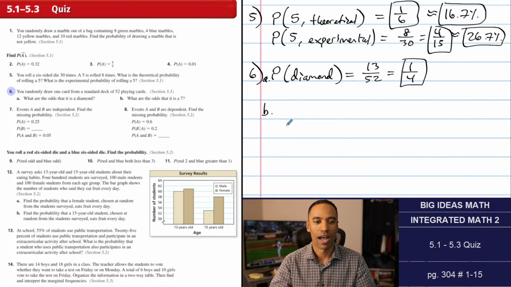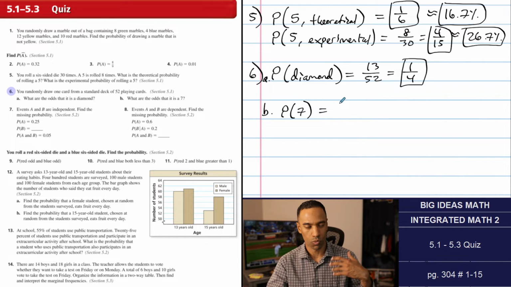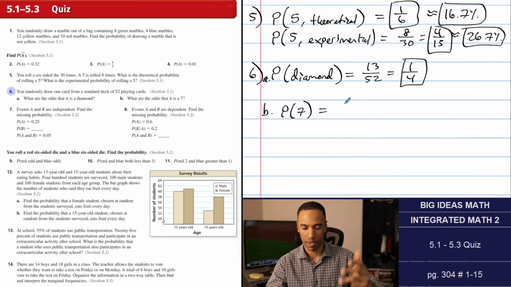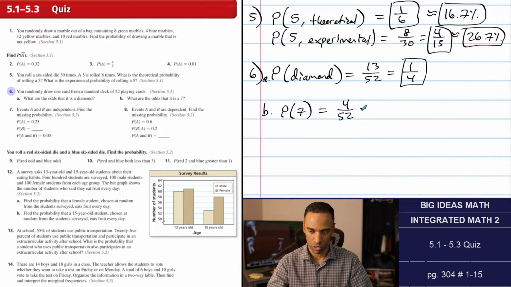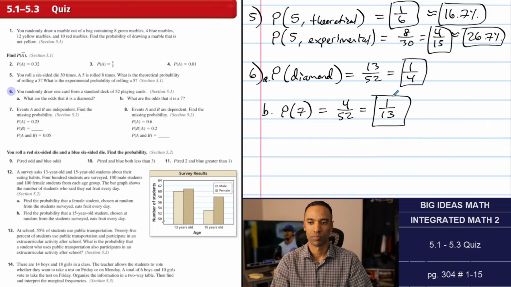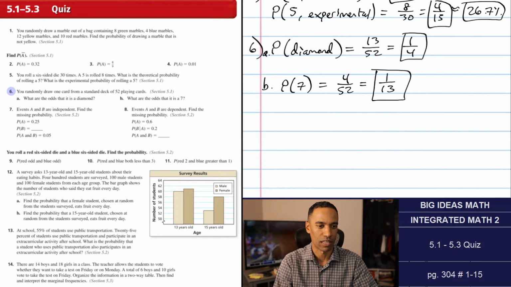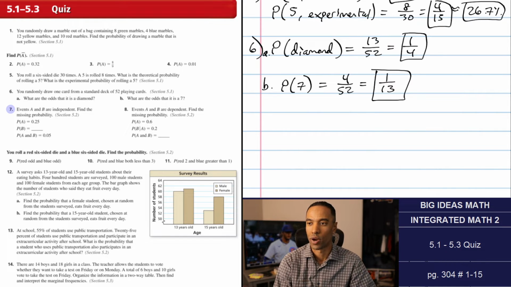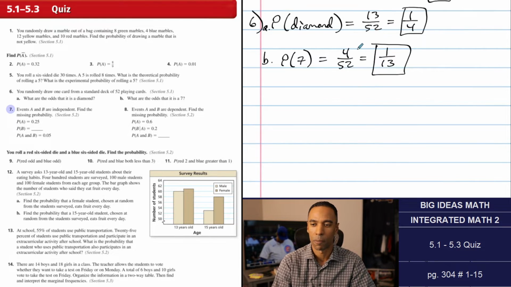Part B, what are the odds that it is a 7? Probability of 7, there are 4 7s within the overall set because there's a 7 of diamonds, clubs, hearts, and spades. So 4 out of 52, and that one reduces to 1 out of 13. 1 per suit, and there are 13 cards in each suit. So I'll leave those as fractions. I think that's standard play for card draws. Probably should have done the same for dice rolls.